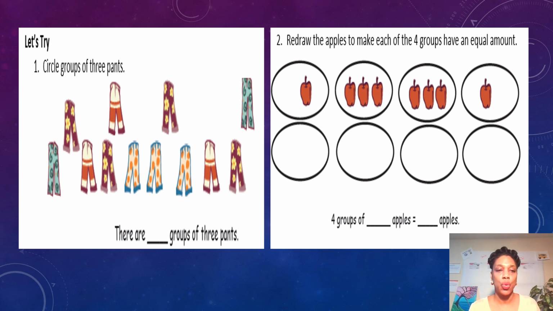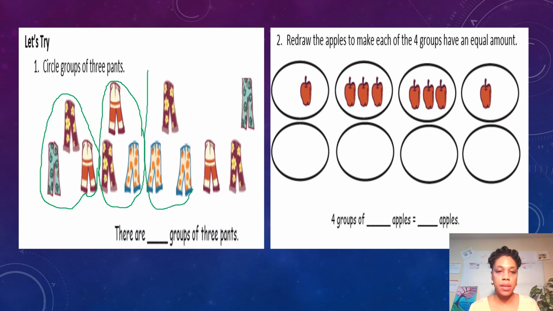1, 2, 3. I'm going to put a circle around those pair of pants because that's going to make one group. Let's count another group. 1, 2, 3. Circle those also to make a second group. Let's see if I can make another group. 1, 2, 3. I'm going to circle these 3 pair of pants to make a third group. And 1, 2, 3. I'm going to circle these 3 pair of pants to make a fourth group.